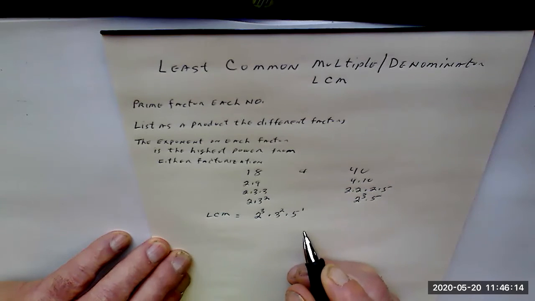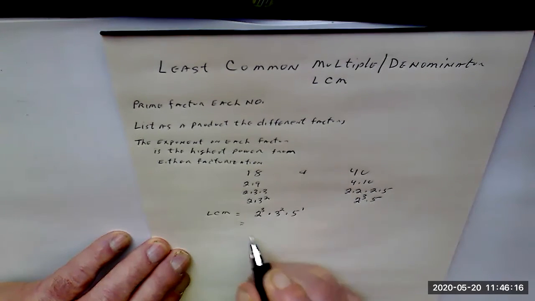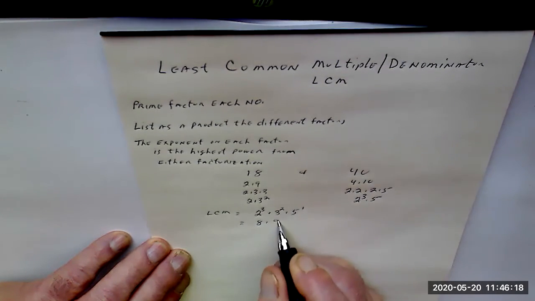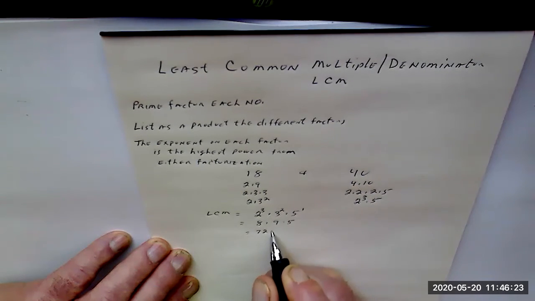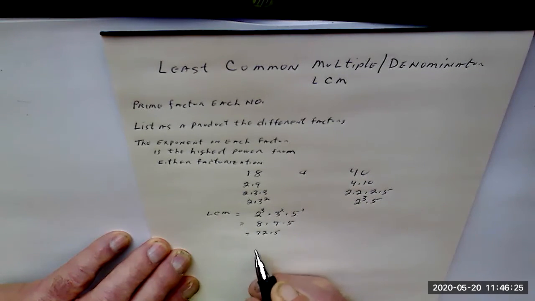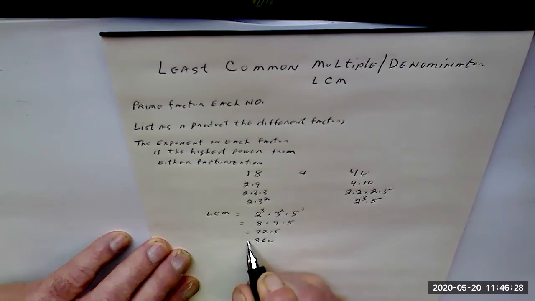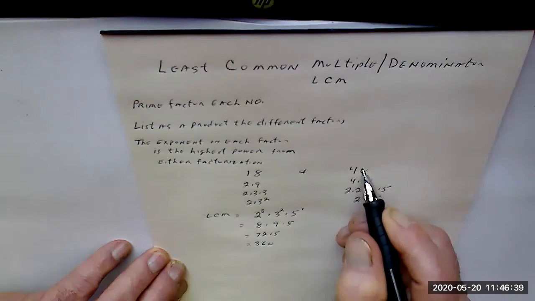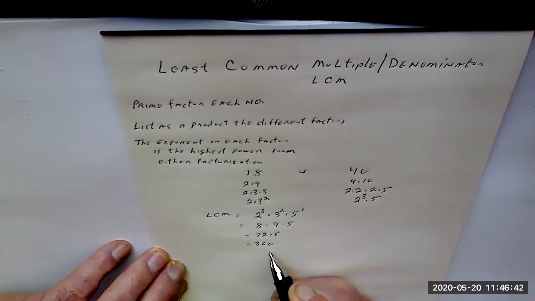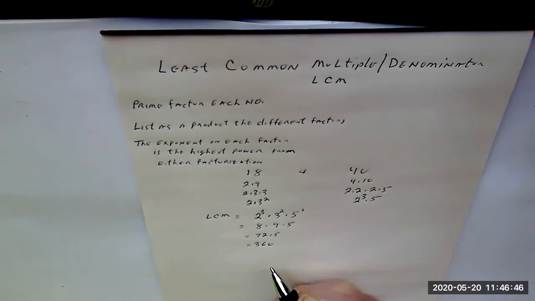What is that numerical value? Well, 2 cubed is 8, 3 squared is 9, times 5. 8 times 9 is 72. 72 times 5 is 360. That is the least common multiple of 18 and 40. That means 18 divides into 360 exactly, and 40 divides into 360 exactly, and that's the smallest number that both numbers divide into exactly.